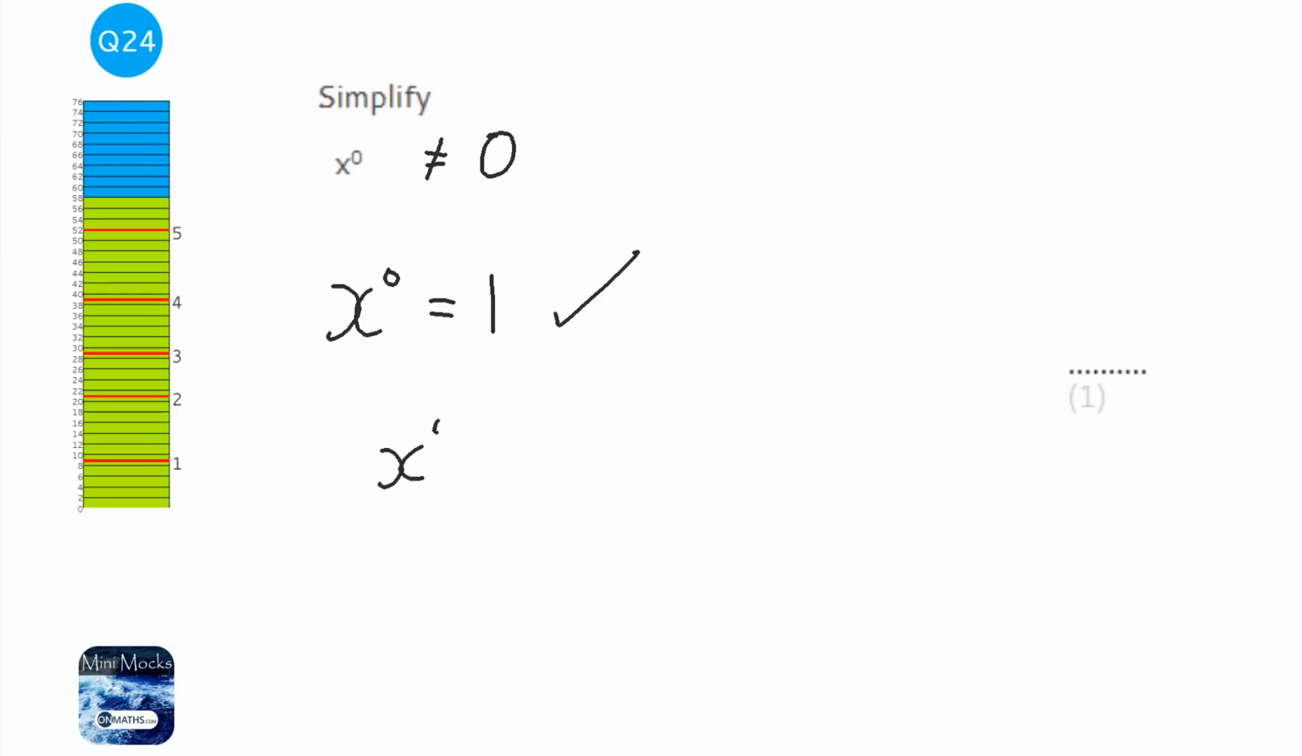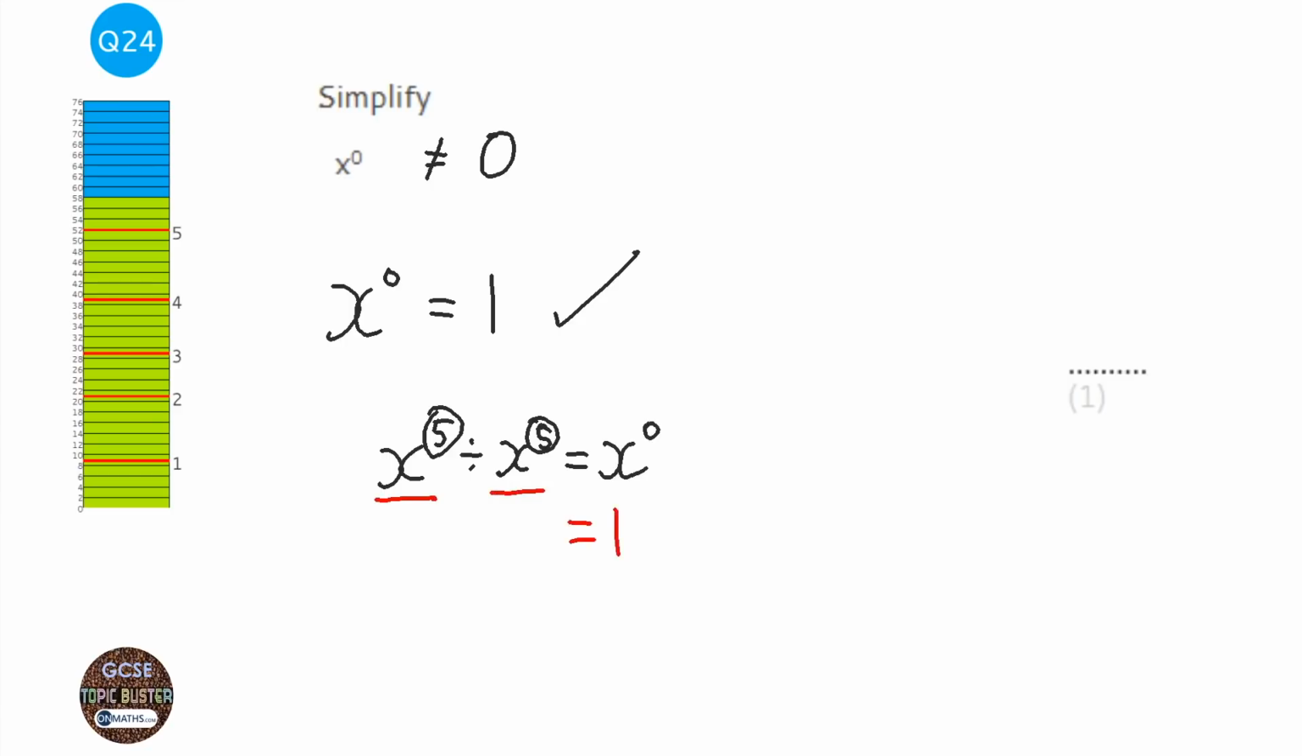If you do x to the power of 5 divided by x to the power of 5, then the rule is that you take away the indices when you divide them. So it's x to the power of 0. And we know that any number divided by itself is always equal to 1. So the answer to this question is always going to be 1. Just try and remember that. Anything to the power of 0 is 1.